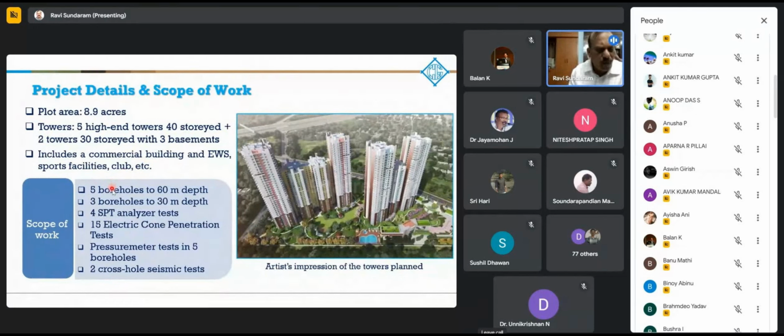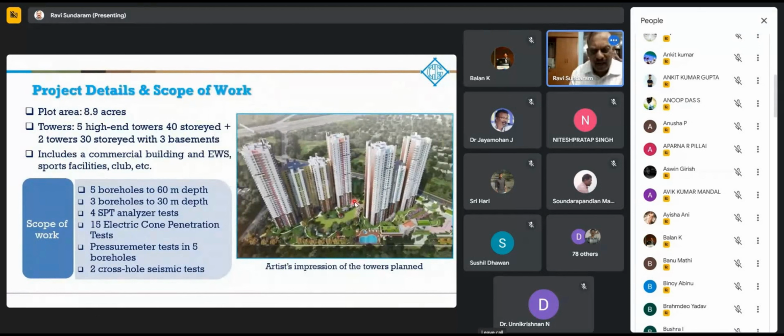So let's see what the scope of work was. Here there were 5 boreholes to 60 meter depth, 3 boreholes to 30 meter depth. Because we used 4 rigs to do the tests, there were 4 SPT analyzer tests. 15 electric cone penetration tests were also done, and pressure meter tests were done in 5 boreholes. 2 cross-hole seismic tests. So it was a very large scope of work which was done for this particular project.